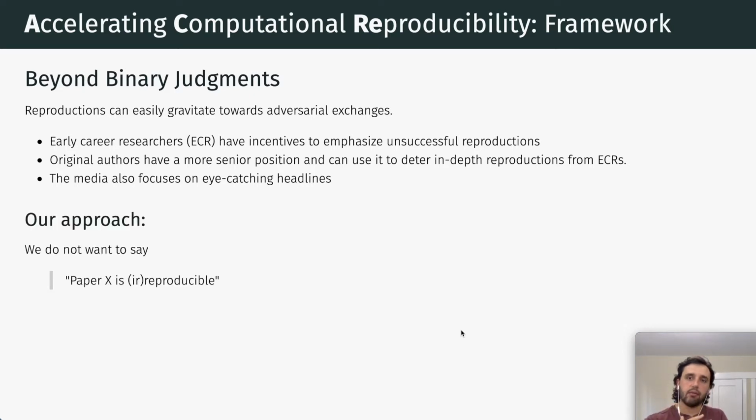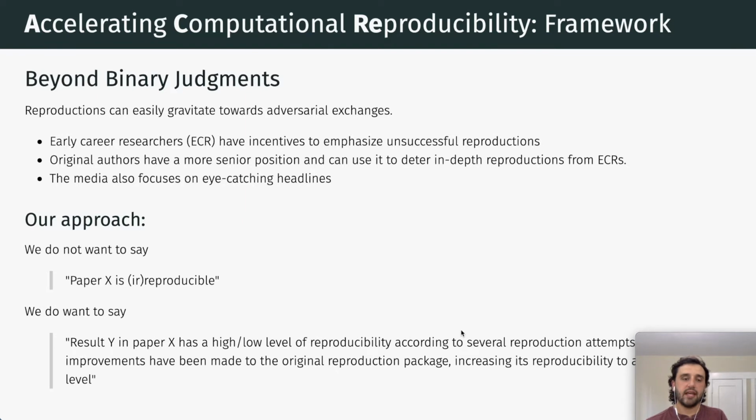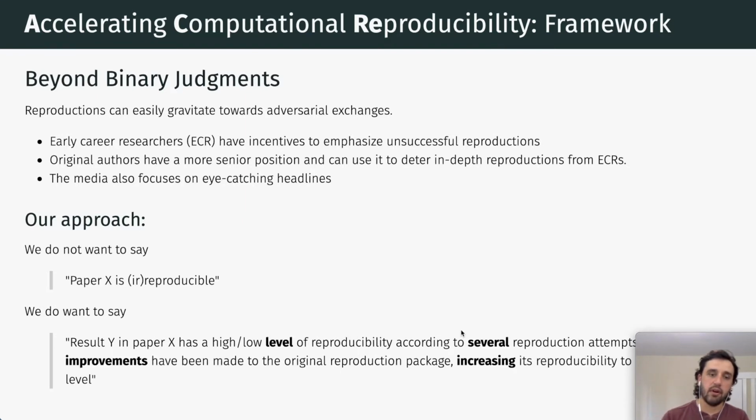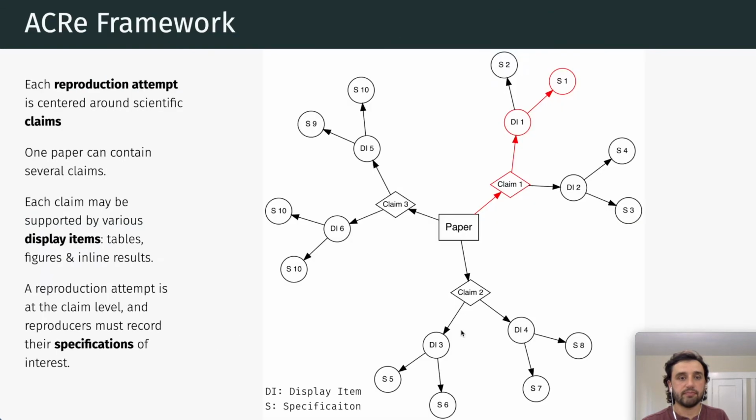We don't want to categorize papers as reproducible or irreproducible. We do want to say that result Y in paper X has a high or low level of reproducibility according to several reproduction attempts. Moreover, there have been improvements to the original reproduction package, increasing its reproducibility level. That's how we're thinking about this initiative.